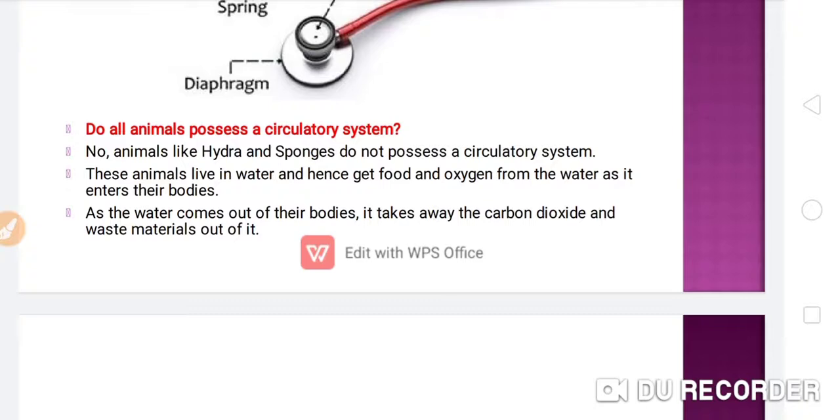and after the respiration process, whatever waste product is produced, that is the carbon dioxide gas, it is taken out from their body through the water stream. As the water comes out of their bodies, it takes away the carbon dioxide and waste material with it. Okay, so here is the answer for that question, that is, do all animals possess a circulatory system?